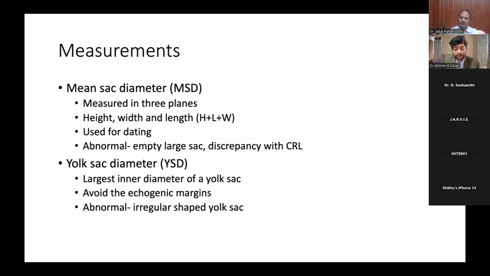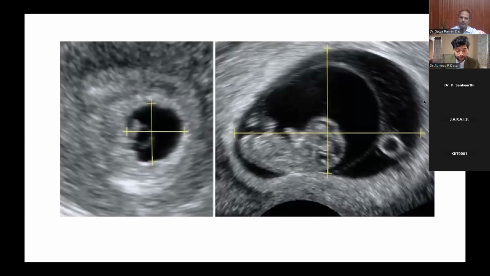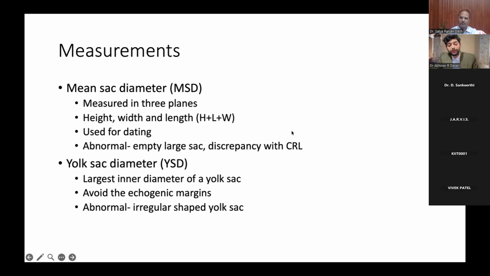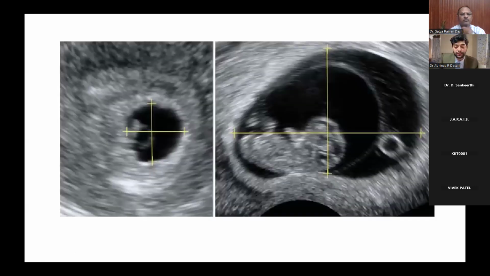The second measurement we take is the yolk sac diameter. It is the largest inner diameter of a yolk sac. This is the yolk sac, and we take its largest inner diameter and avoid the echogenic margins. What I mean by echogenic margins is what we call echogenicity on ultrasound. So we look for the margins, we ignore the echogenic margins, and we take exactly what we need.